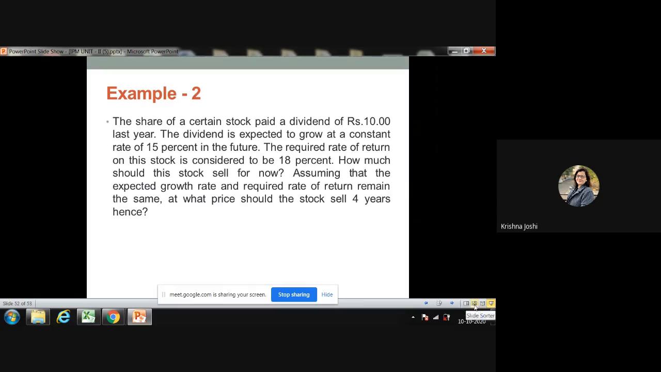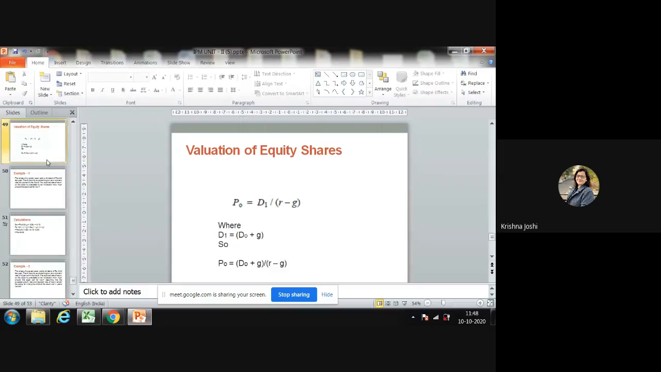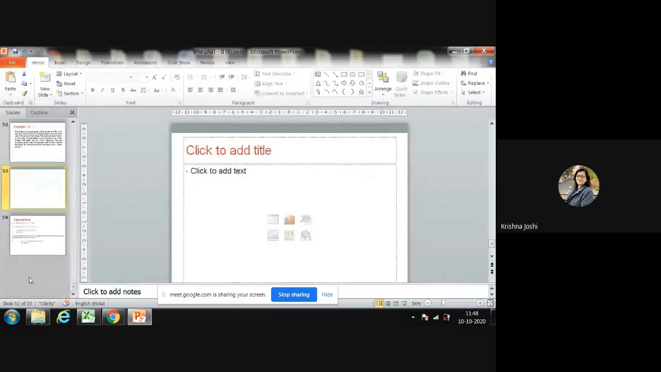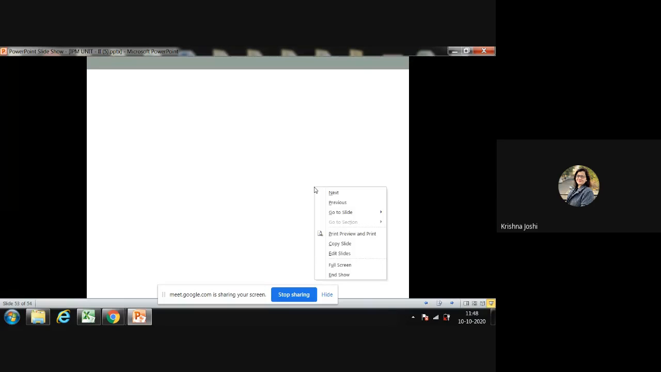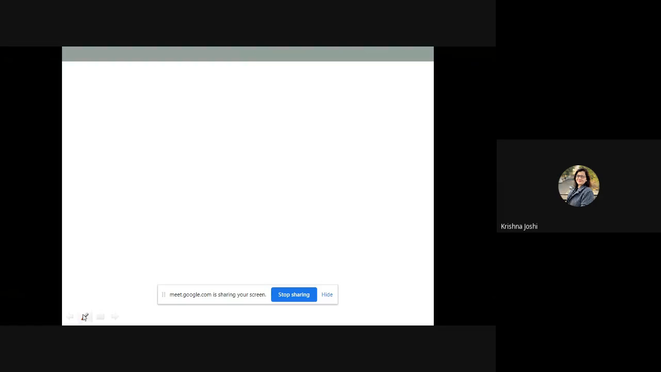Okay, very good. I'm just adding one slide so I can show you the calculation. What is the D0 given in the question? 10, right? What is the growth percentage given in the question? 15%. Am I right? And what is the rate of return? Expected rate of return? 18%. I hope all of you are getting this.